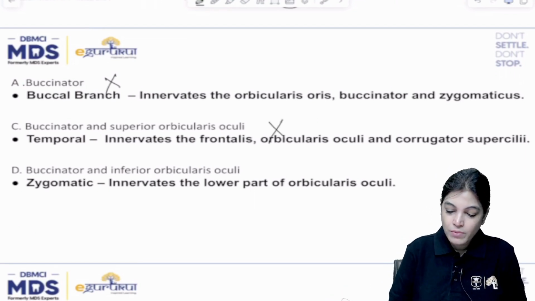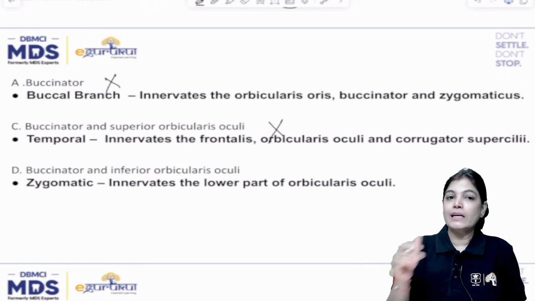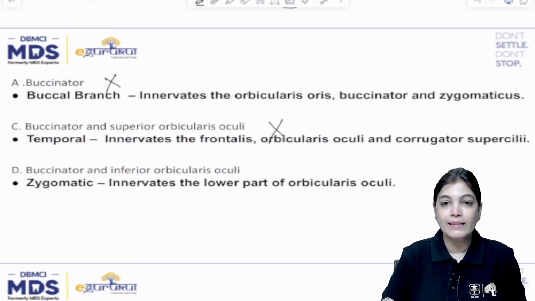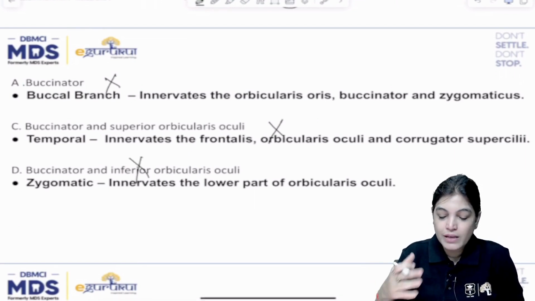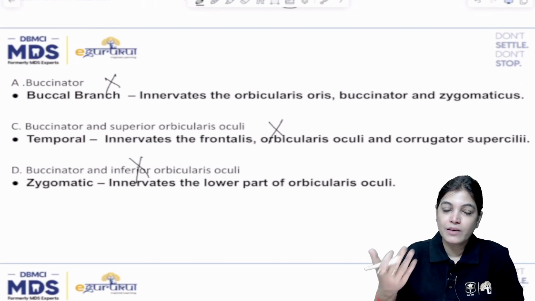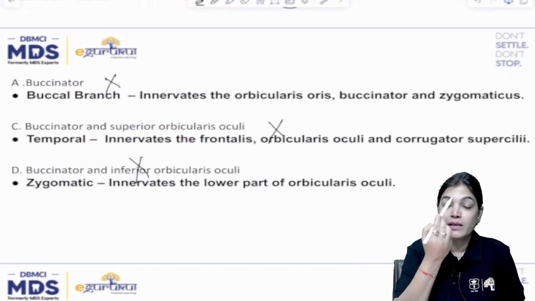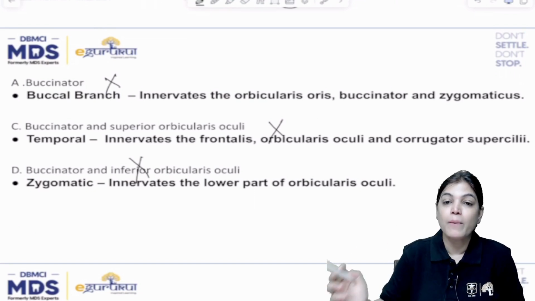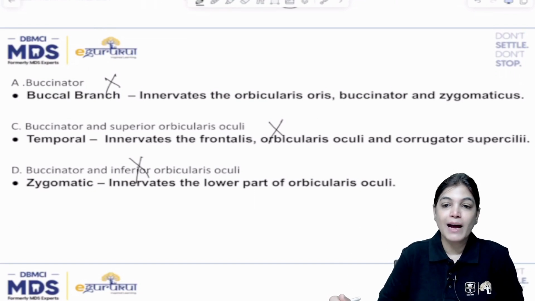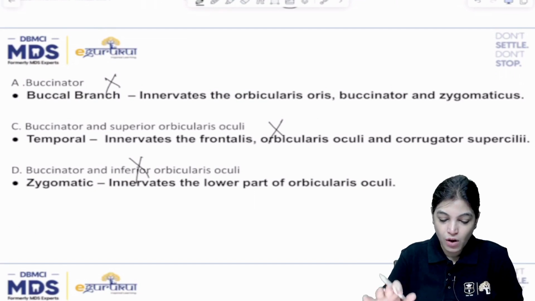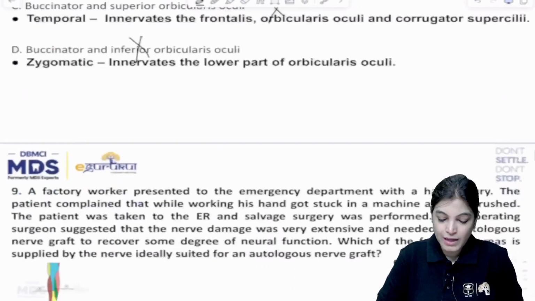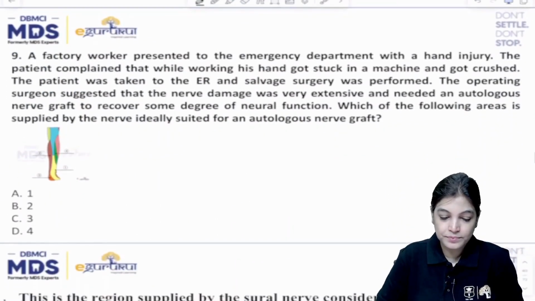The superior part of orbicularis oculi is getting innervation from the temporal and zygomatic branches, and the inferior part of orbicularis oculi is getting innervation from the zygomatic. That I already told you. If we talk about orbicularis oculi, the upper part is from temporal and the lower part is from the zygomatic branch of facial nerve. So these are wrong. Let's move on to the next question, that is question number 9.